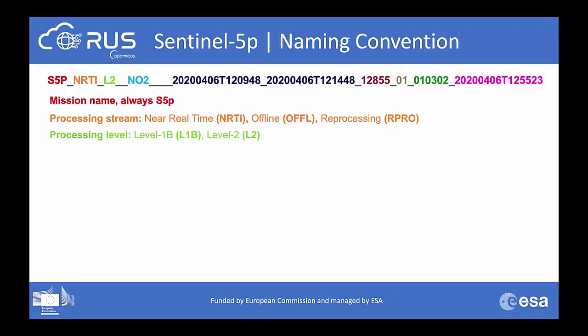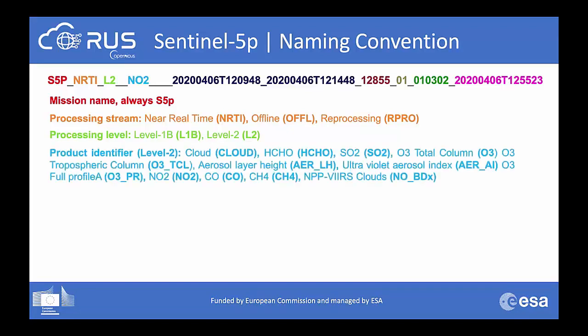Then we have the processing level, which you know already: either level 1b, so top of the atmosphere measurements, or level 2, geophysical parameters. Here I'm only showing the product identifier for level 2. As product identifier for level 2, you can see a very long list. Remember, we are measuring different trace gases throughout the atmosphere, and here you can see the acronym for each of them.